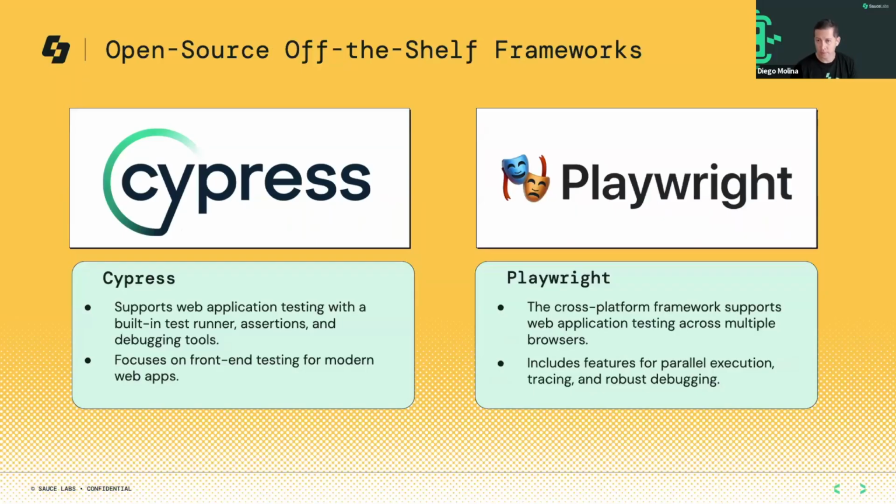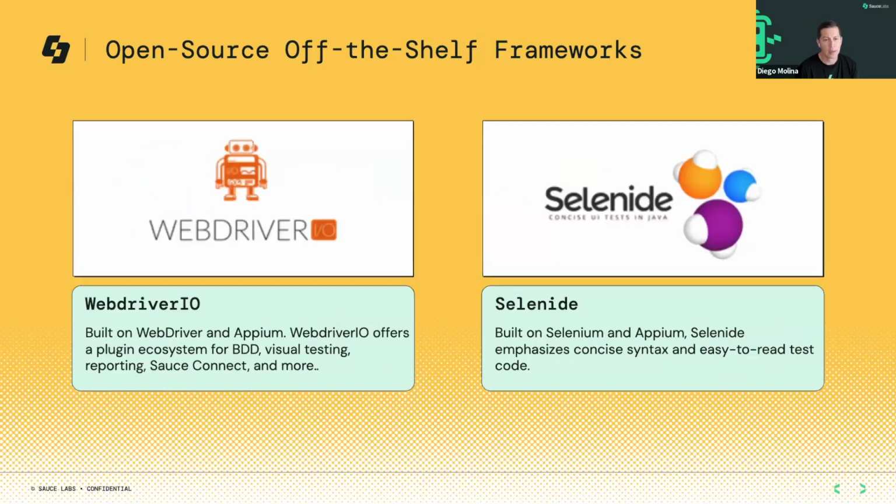Cypress, we all know it, and Playwright as well. They support mostly web application testing. They don't support mobile yet. Maybe in the future they will, because I see how both projects are starting to use WebDriver BiDi under the hood. And in the long term, there is a chance that BiDi can help them get into the mobile ecosystem as well.